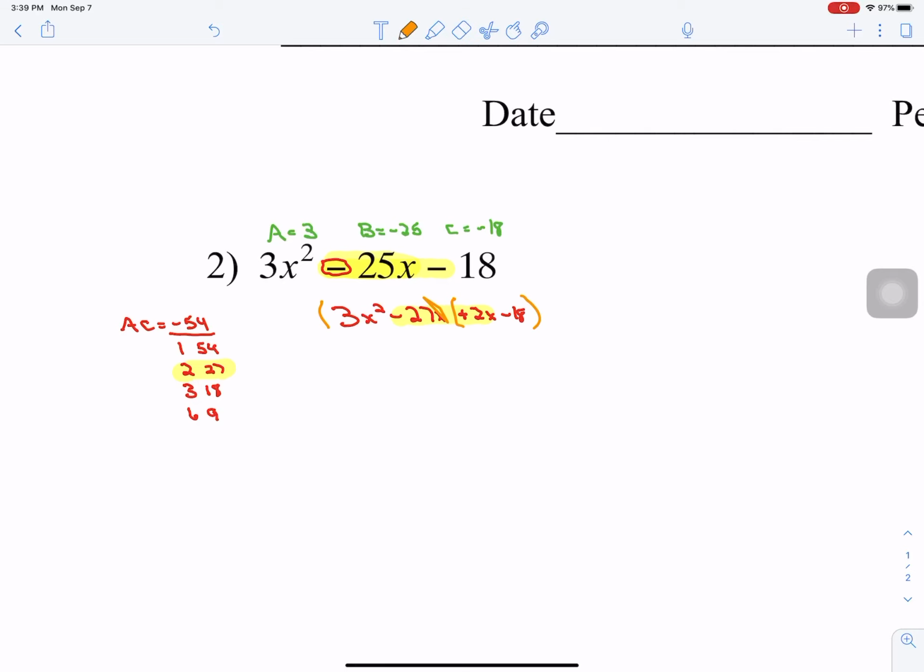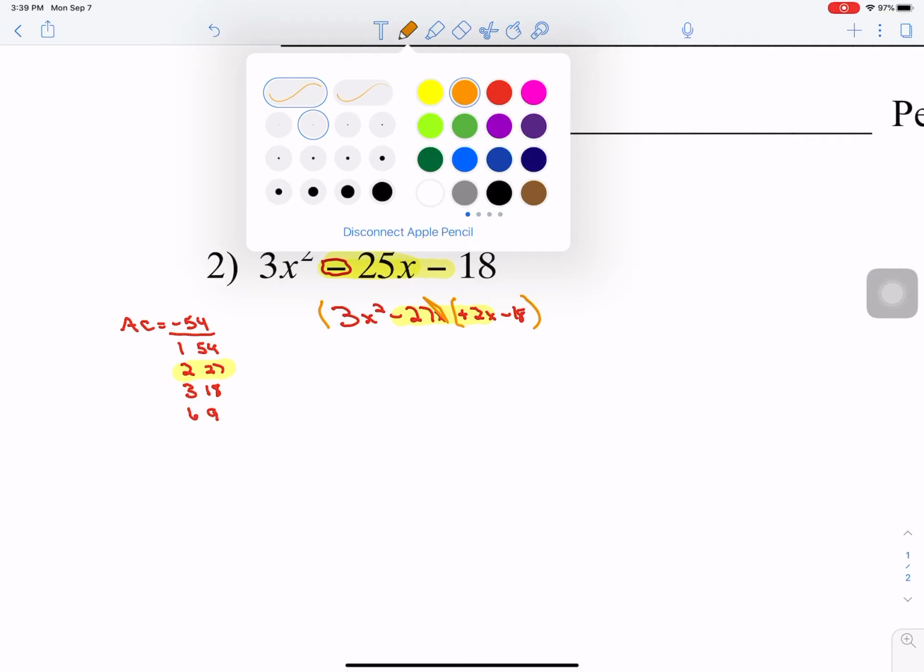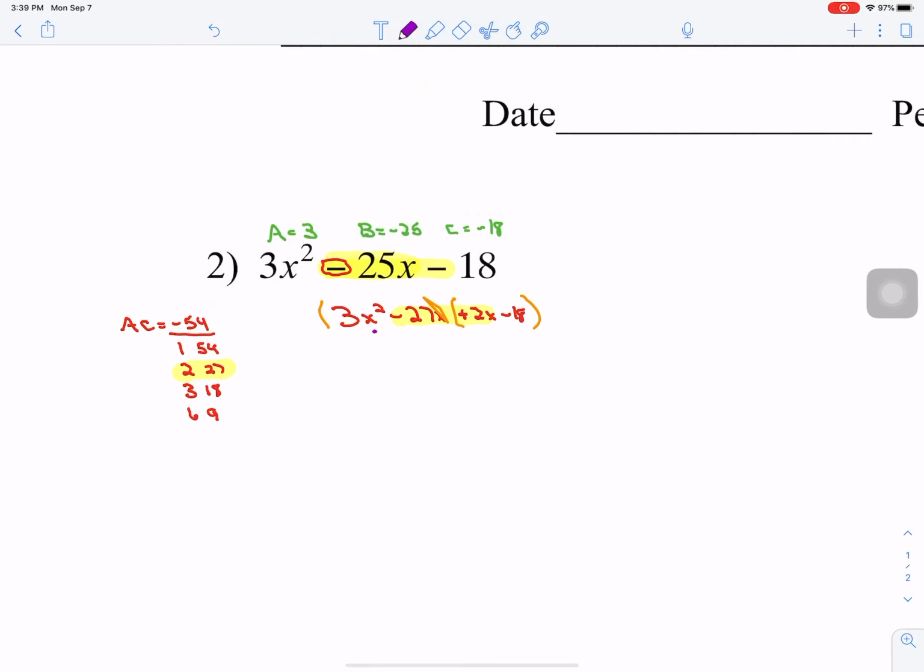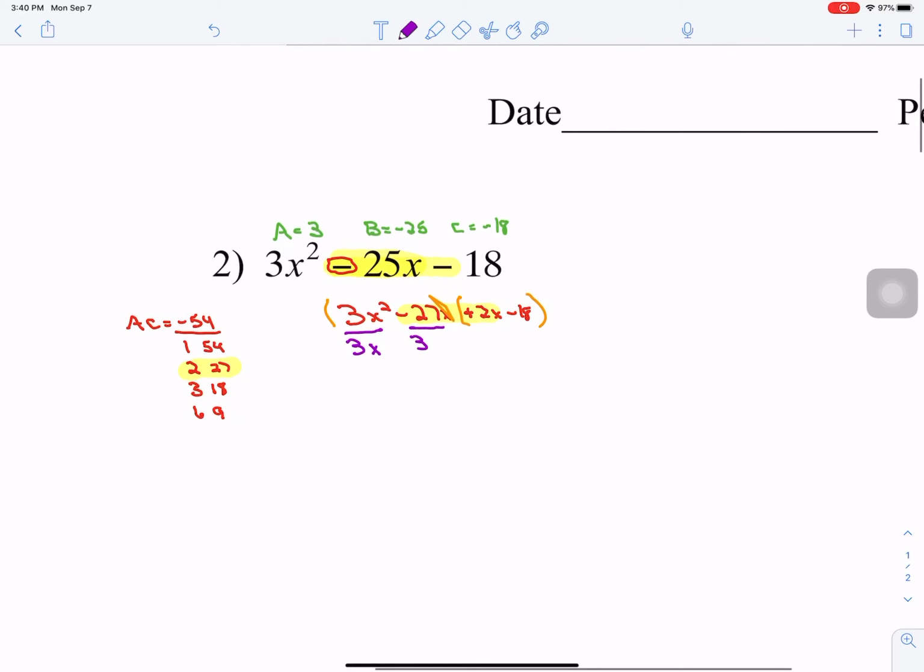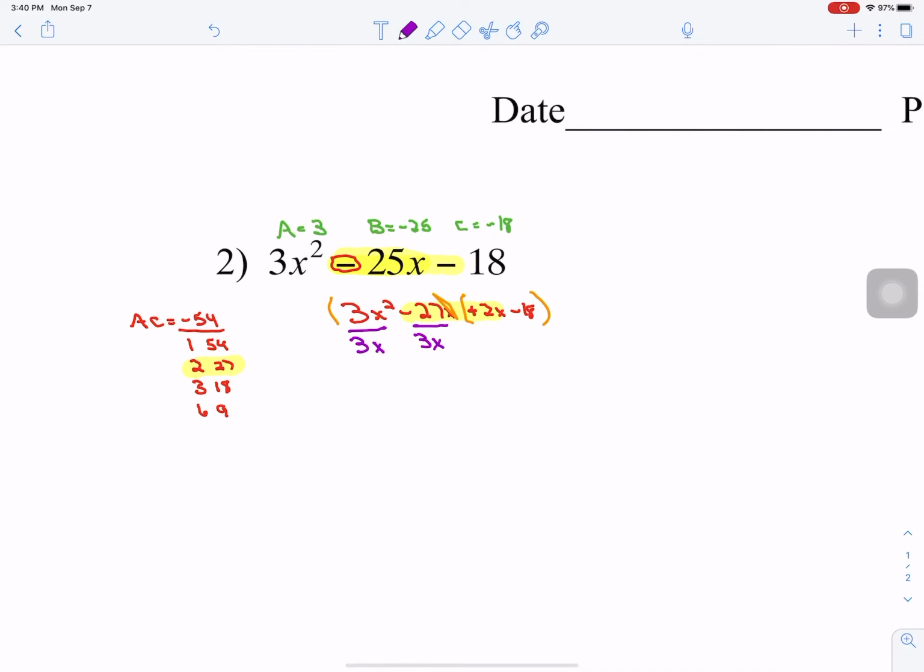So I'm going to look at the first two and say to myself, what do 3x squared and negative 27x have in common? They both have a 3. They both can divide out a 3. They can also both divide out an x. Now I'm going to do the dividing. 3x goes out front. 3x squared divided by 3x is 1x. Negative 27x divided by 3x is negative 9.